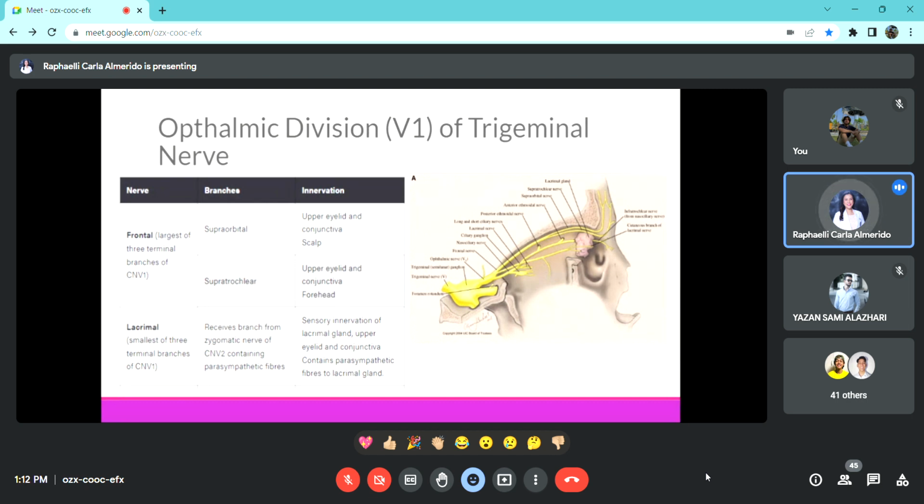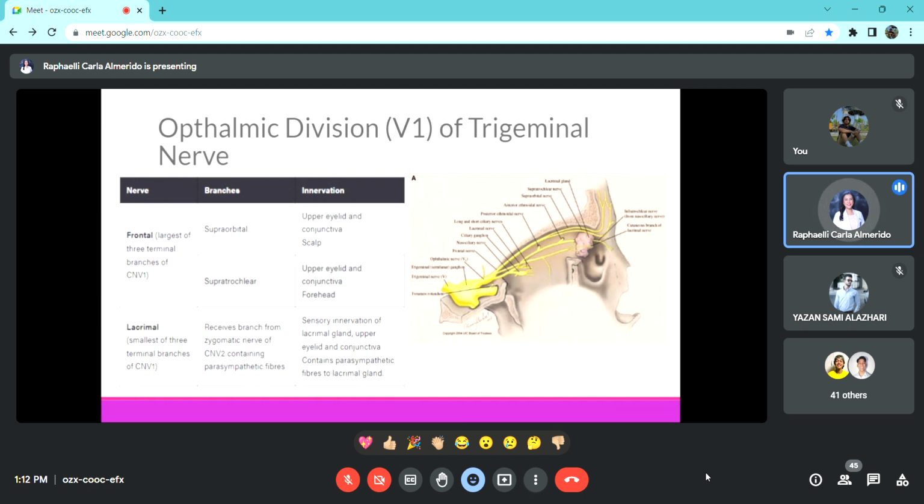Okay, so in the photo on your screen, medyo maliit, no? But I hope you have some atlas with you also that may be helpful while we're doing the class. You can open your atlases, okay? Para mas readable on your end. So, again, the frontal is the largest of the three branches, okay?